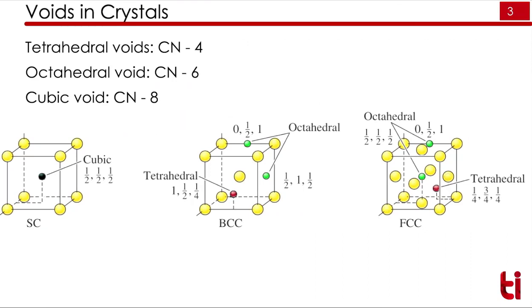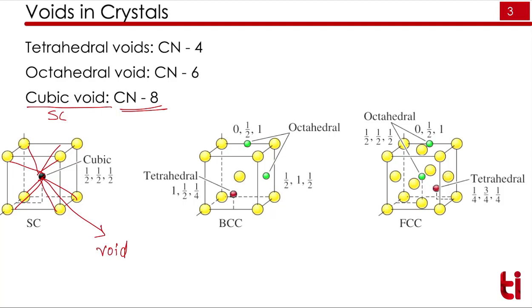There are three types of voids basically. First is called the cubic void. It will occur only in the simple cubic unit cell, and its coordination number is 8. Coordination number is the number of atoms touching that particular atom. So we have a void here. This black color is a void. This is the cubic void, and it is touching 4 other atoms on the top side and 4 atoms on the bottom side. So the coordination number for the cubic void is 8.